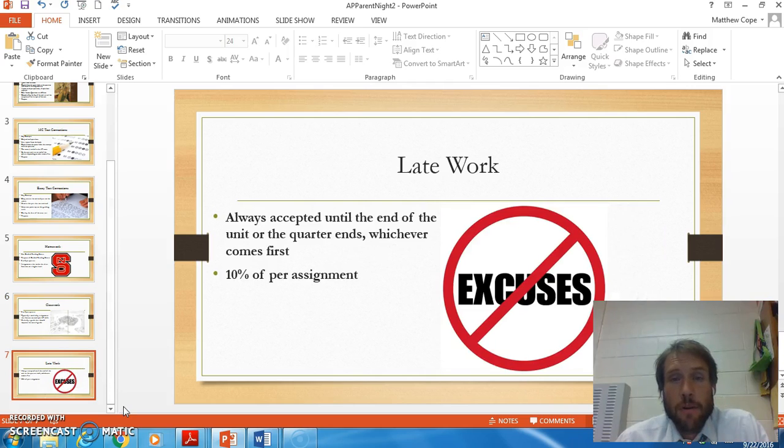The last thing that I want to talk about is late work. I always accept late work. I'll accept late work until the end of the unit or when the quarter ends, depending on which one happens first, and late work will incur a 10% penalty per assignment. So we want to make sure that we're turning in work on time, specifically the homeworks and the classworks.